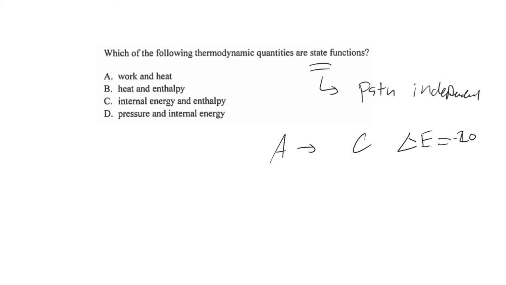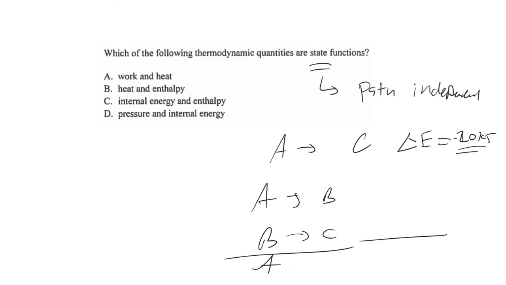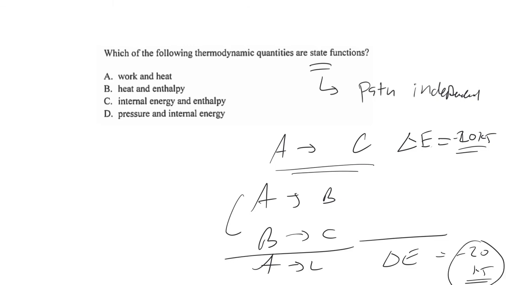let's say this is minus 20 kJs. If we go from A to B, from B to C, we know that if you take the delta E's and add them up, the A to C, this still has to come out for a two-step reaction to have the same delta E. So we have to get the same delta E for these steps, regardless if it's a one-step reaction or if we do a two-step reaction. We have to get the same delta E because delta E is a state function.